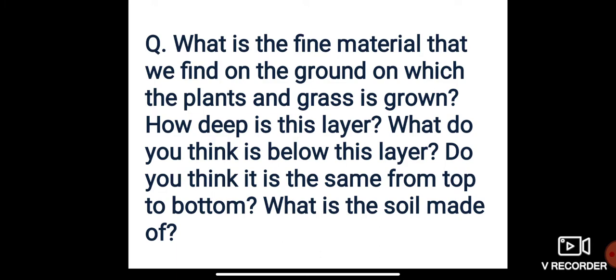Alright, let me ask you a question. What is the fine material that we find on the ground on which the plants and grass are grown? How deep is this layer? What do you think is below this layer? Do you think it is the same from top to bottom? What is the soil made of?